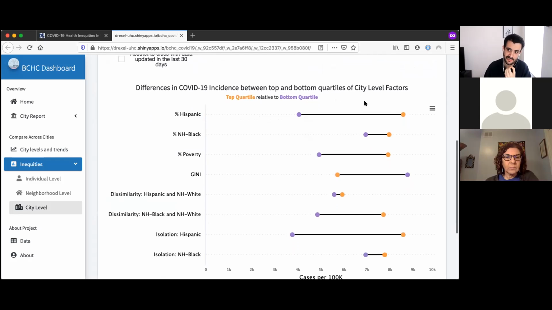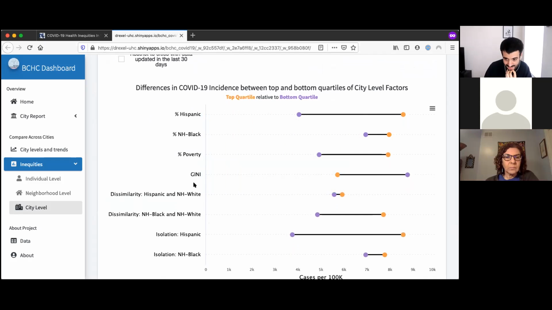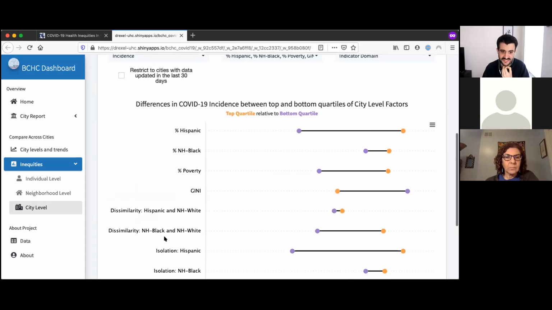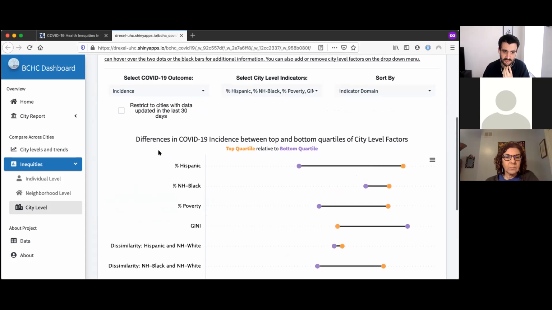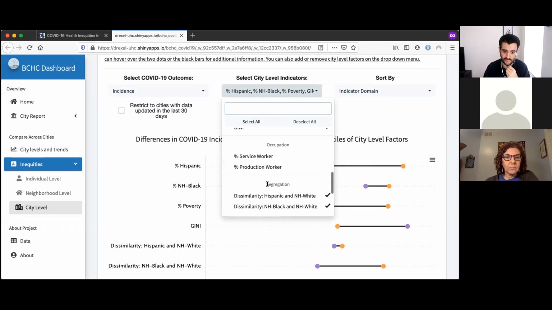And what we see here is that consistently, cities that have a higher proportion of Hispanics or a higher proportion of non-Hispanic Blacks, or that have higher segregation as measured by the dissimilarity and the isolation indices, tend to have higher incidence. Again, same thing with cities with higher poverty. Now we can do this by several other indicators. All of the indicators that we showed before, you can actually select them here and add them to this figure.